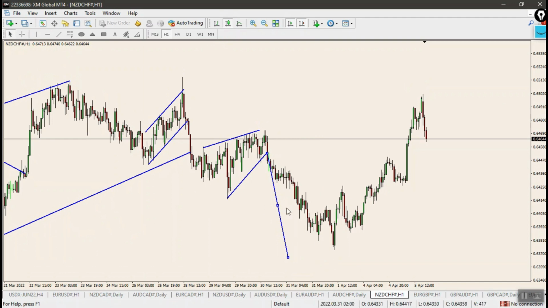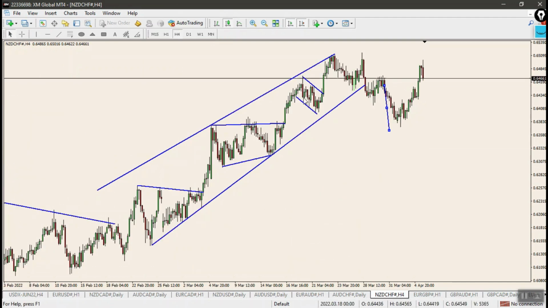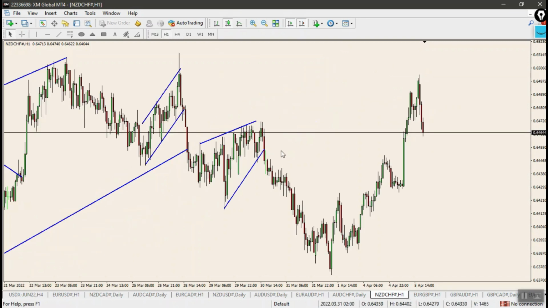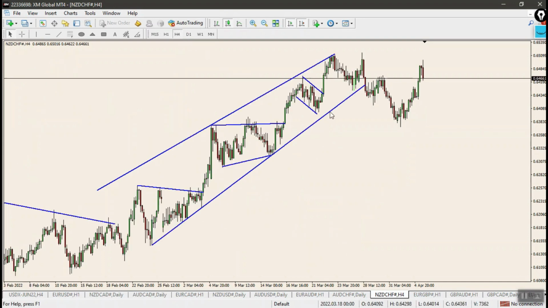For whatever reason, the market did not respect this channel directly, and it didn't go to the 90% rule of this channel. That's another thing about the forex market: it could work, it could not work, regardless. So always protect your capital.